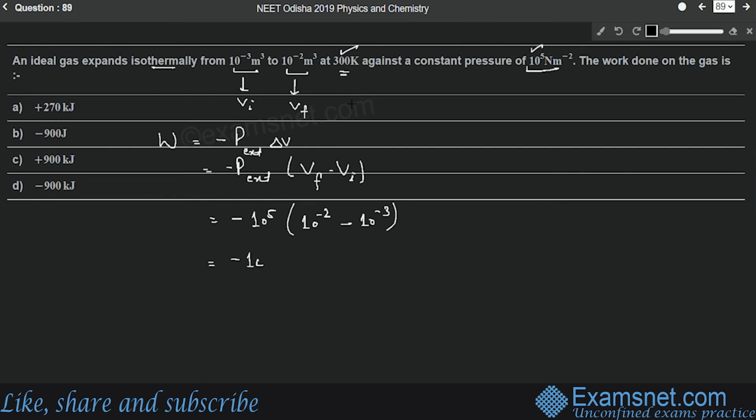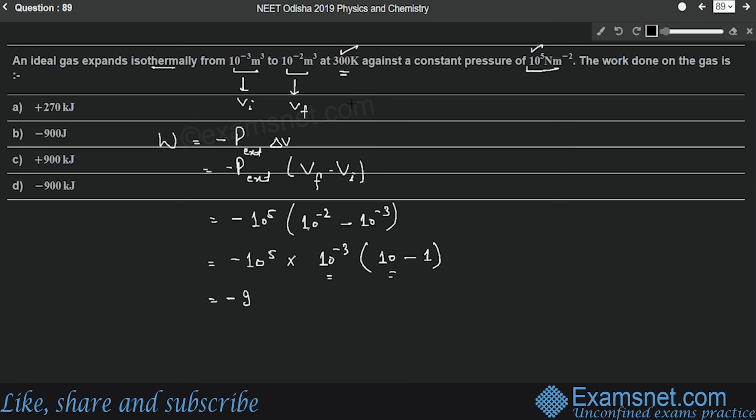First we'll write minus 10 to the power 5. Then we can take 10 to the power minus 3 outside the bracket. So what will be left inside the bracket? 10 this side, because if we multiply 10 to the power minus 3 by 10, we'll get 10 to the power minus 2. Okay. Minus this side only 1 will be left because 10 to the power minus 3 has been taken out. Now 10 minus 1 will be 9.